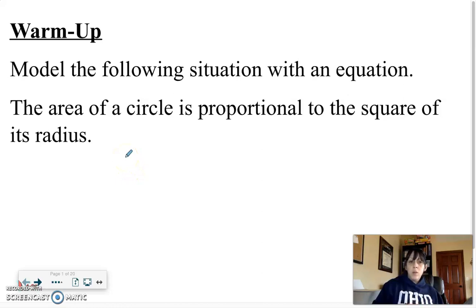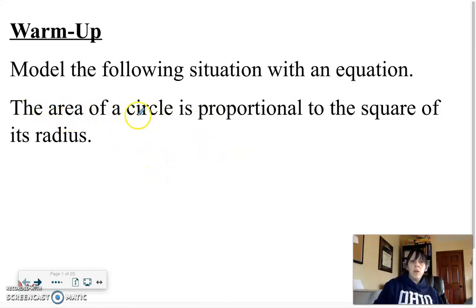I wanted to start with a warm-up that might seem like it has nothing to do with calculus, I guess, but it's going to help us prepare for what a differential equation is. So it says model the following situation with an equation. The area of a circle is proportional to the square of its radius. So I want you to make an equation out of this.